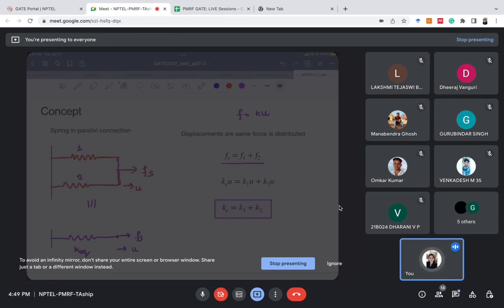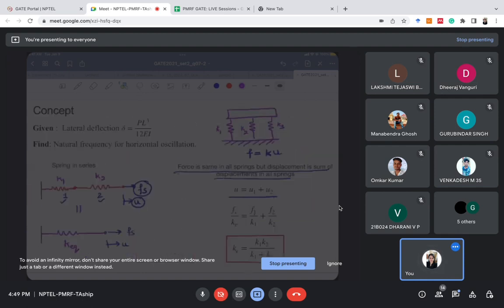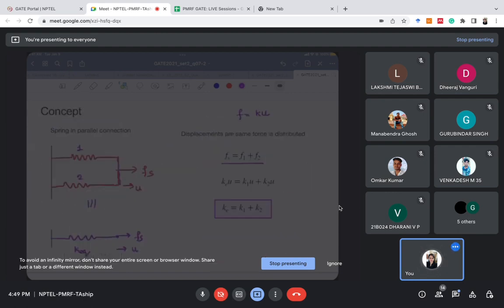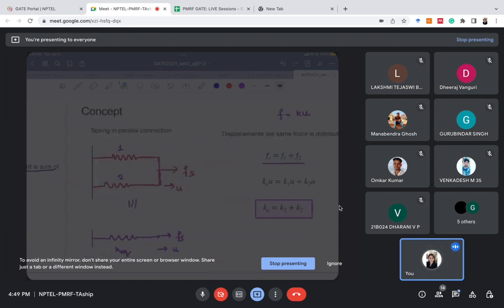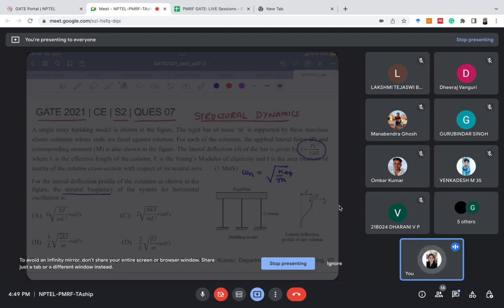If it had been a series connection, it would be a little more computationally expensive, as we would have to solve that formula a bit more. But now it is very easy. K equals simply K1 plus K2. So for omega n, what do we require? We require K equivalent and M. K equivalent we simply know is K1 plus K2 plus K3, and M.